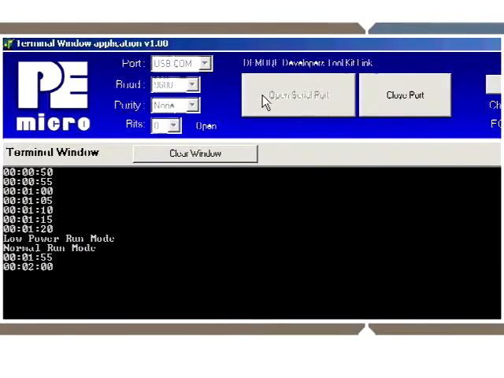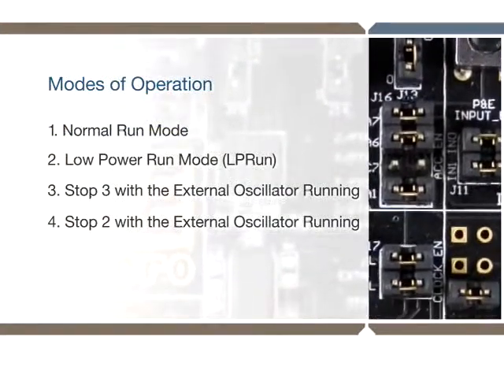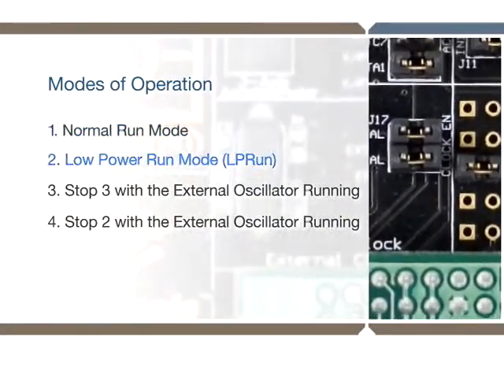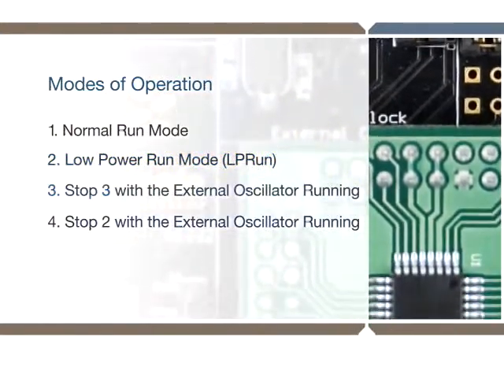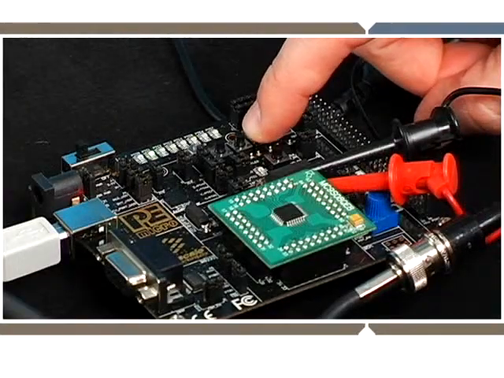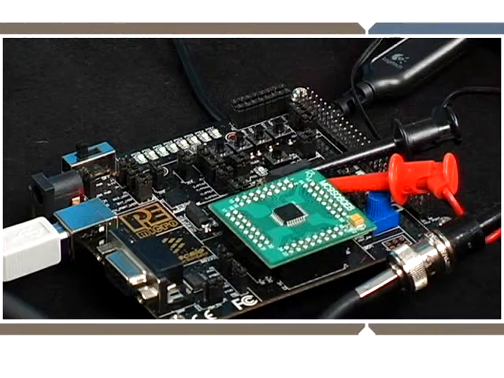This utility allows us to display the elapsed time since the program started in hours, minutes, and seconds, as well as display which mode of operation the QE8 device is in. The lab software runs the QE8 device through 4 modes of operation: normal run mode, low power run mode, stop 3 with the external oscillator running, and stop 2 with the external oscillator running. We will be able to cycle through these different modes using the push button switches on the Demo QE board.